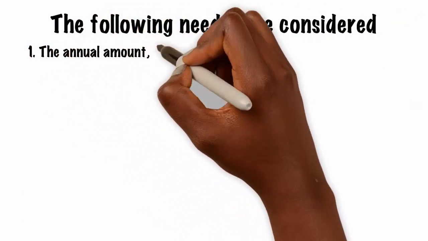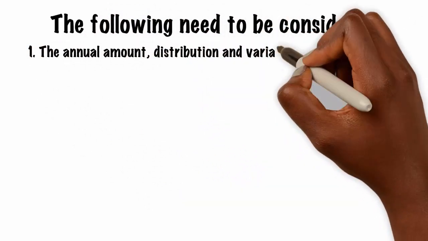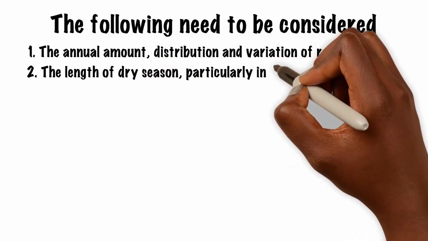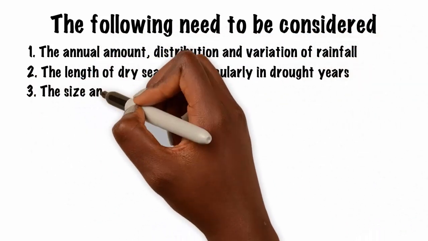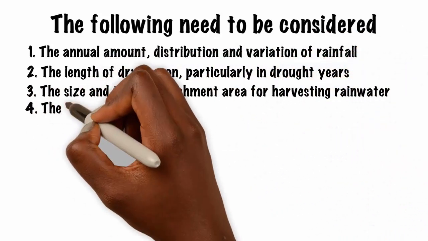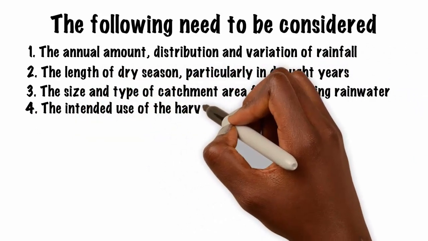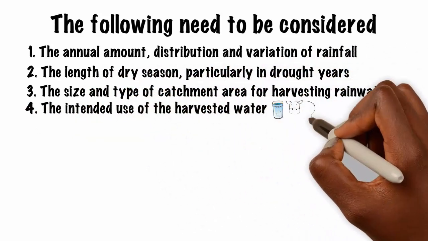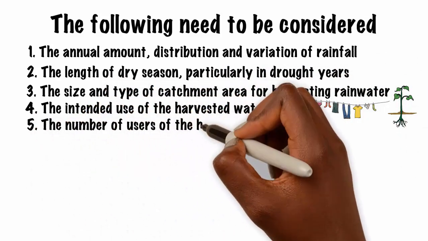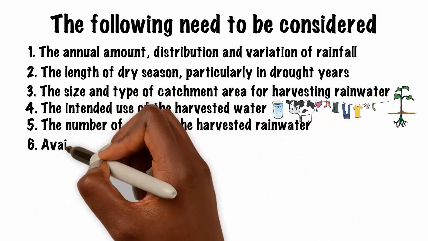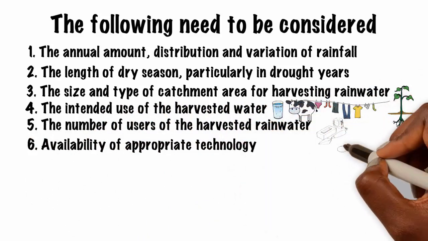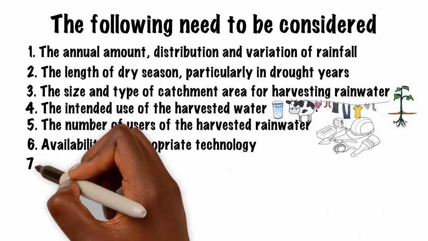1. The annual amount, distribution, and variation of rainfall. 2. The length of dry season, particularly in the drought years. 3. The size and type of catchment area for harvesting rainwater. 4. The intended use of the harvested water, for example, drinking, animals, washing, or gardening. 5. The number of uses of the harvested rainwater. 6. Availability of appropriate technology, that is, local skills and materials for constructing and maintaining the storage tank.